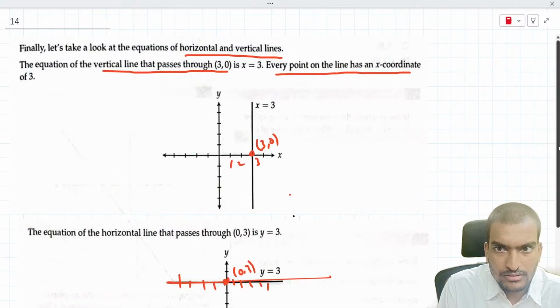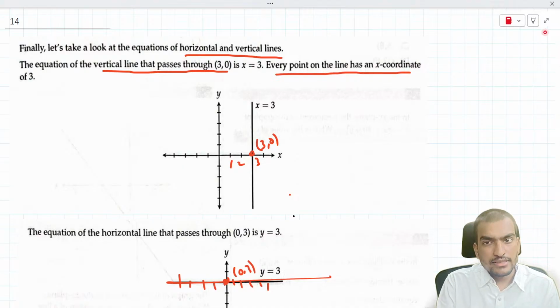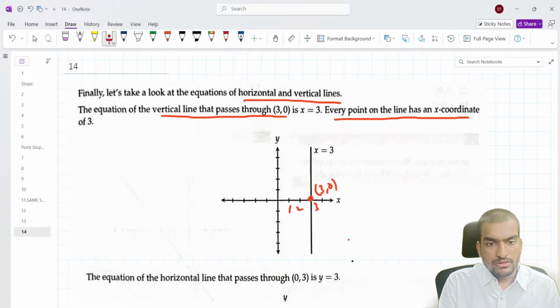That's all about the lines and linear relationships concept. And tomorrow, in the next class, we can discuss exercise 6.1 freshly.